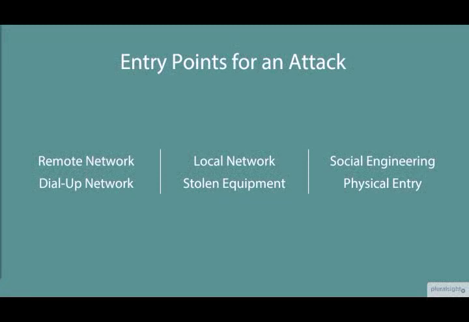Then we have physical entry. This kind of goes back to that local network thing. Obviously, it requires me to have physical entry into your environment. So what are you guys doing to protect your company from somebody physically entering the organization without your knowledge? Well, I know a lot of companies have security guards. They may have dead man doors. They might have pass keys. I love doing pen tests with pass keys because it's called tailgating.